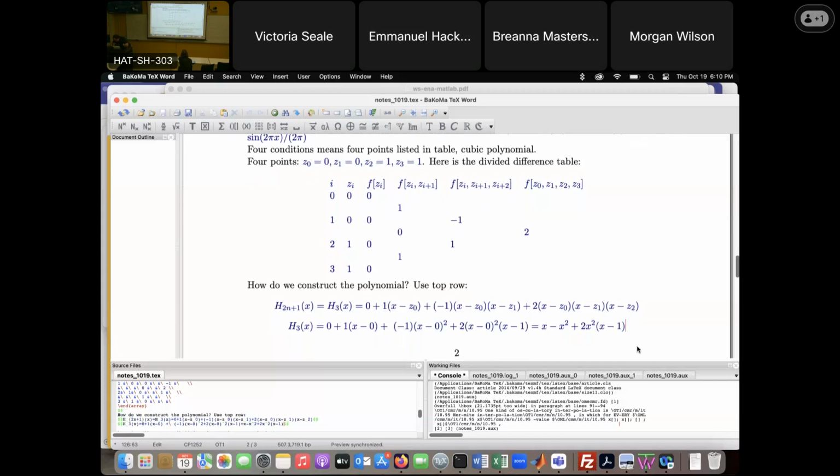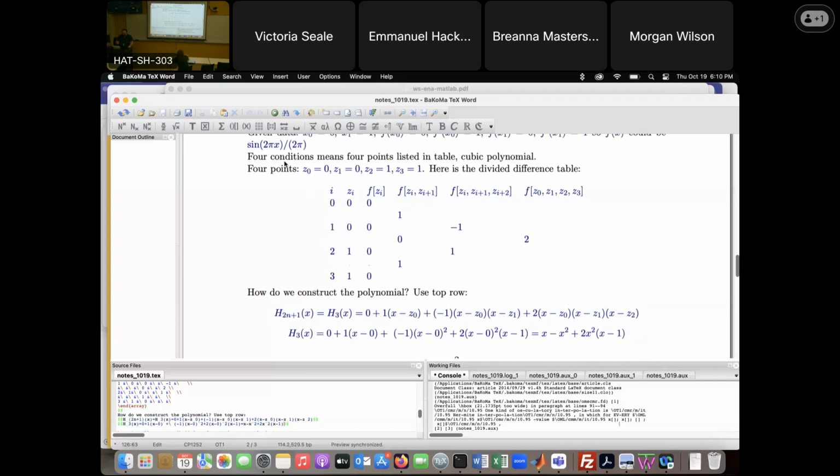Okay. I told myself that I wasn't going to do a MATLAB demonstration today, but now I feel I need to. Yes, you're going to set up another diary. But hopefully this will be a quick one, because I want to show you the graph of the underlying function here, sine 2 pi x over 2 pi, and the interpolating polynomial.